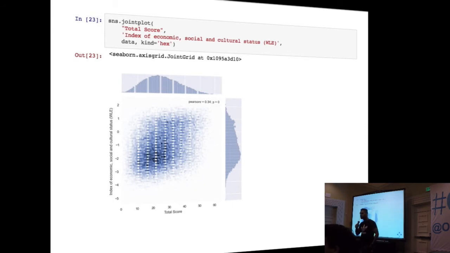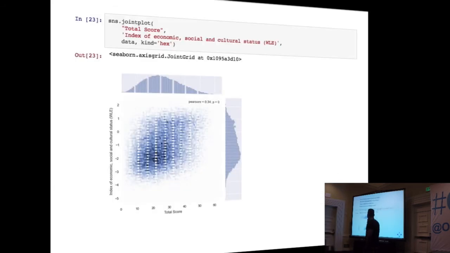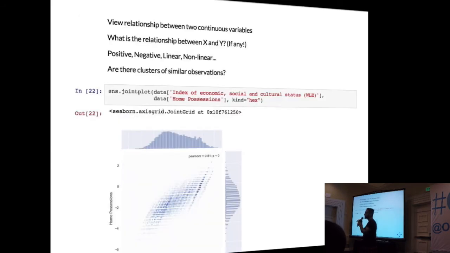The difference between this plot and the other plot, both using joint plot, is just the variables that we're using. This one was using home possessions and socioeconomic status, and the other one is looking at total score on the exam and socioeconomic status. Otherwise, it's the same.